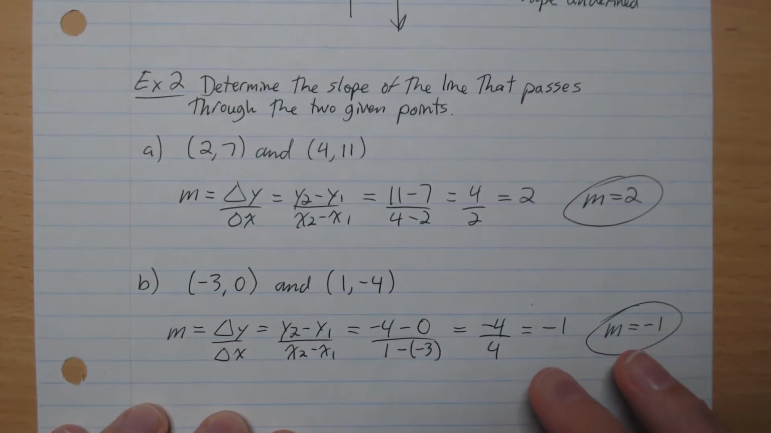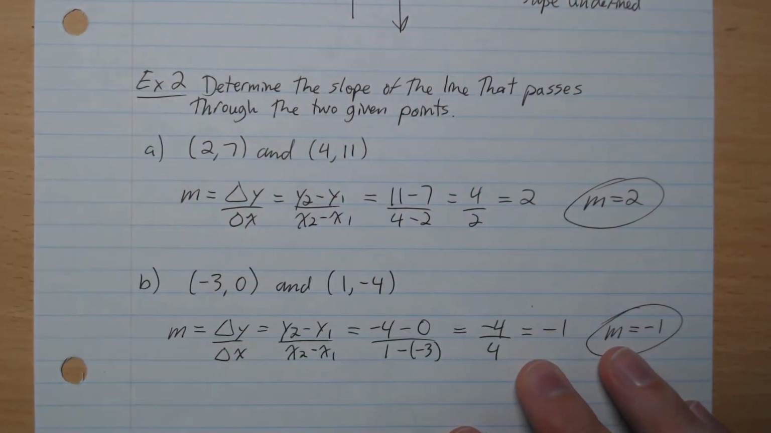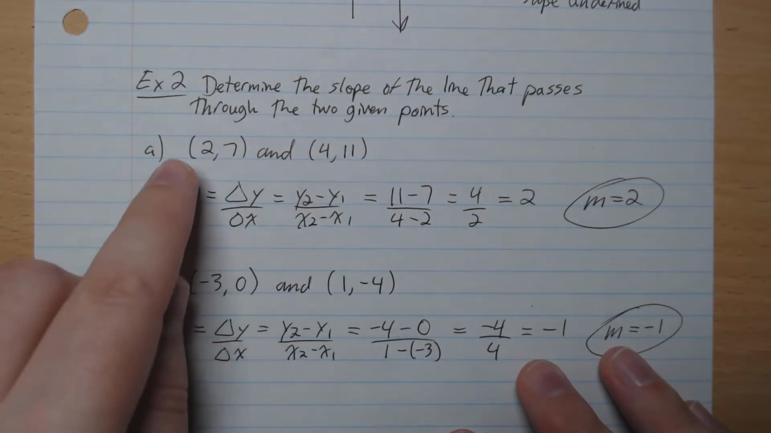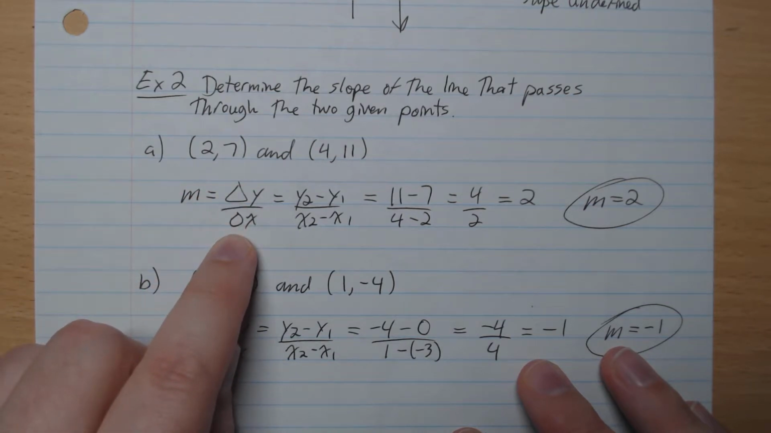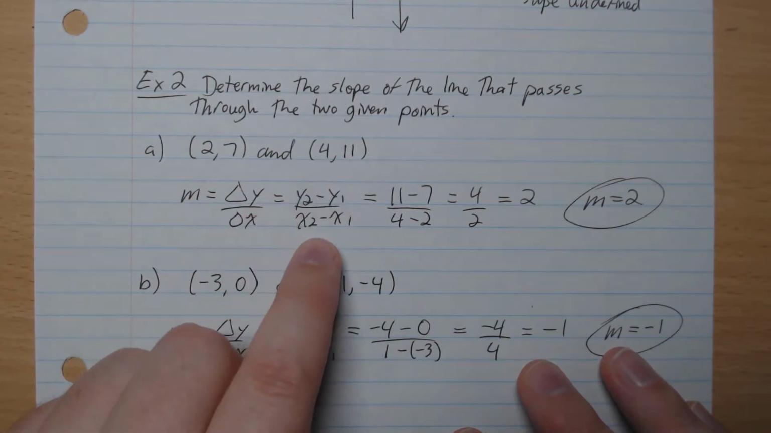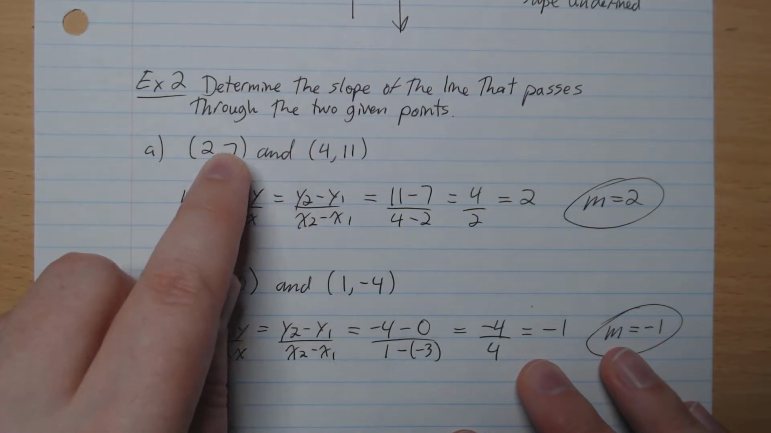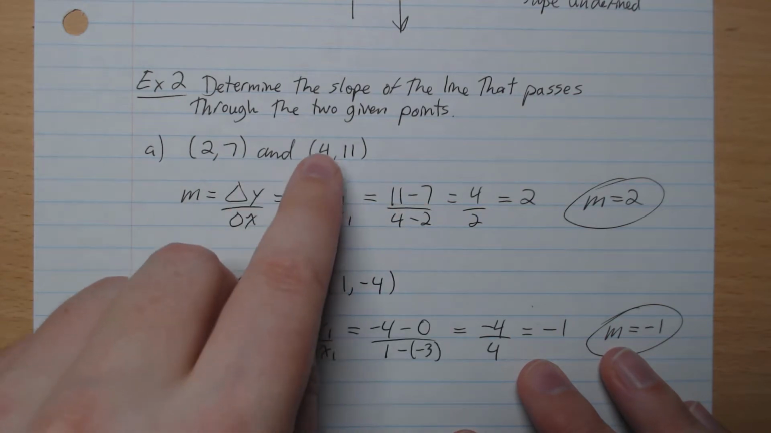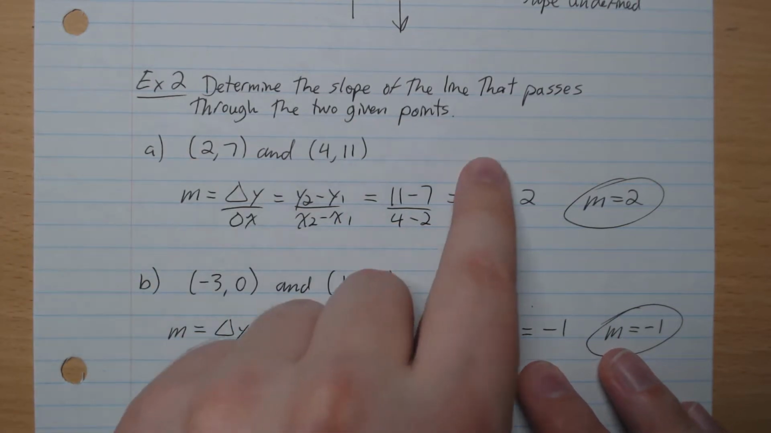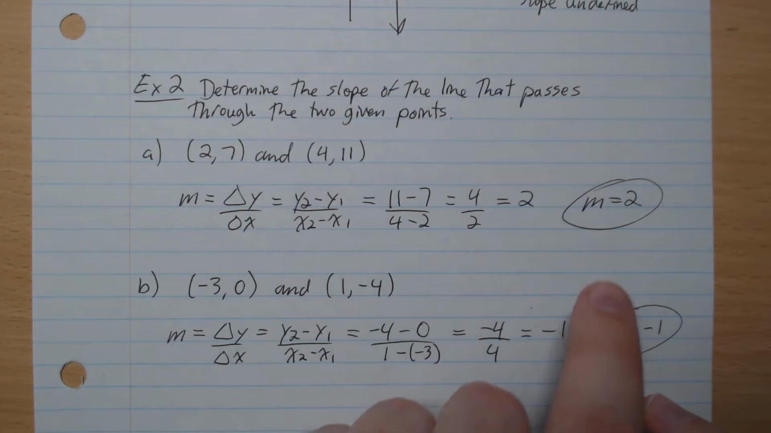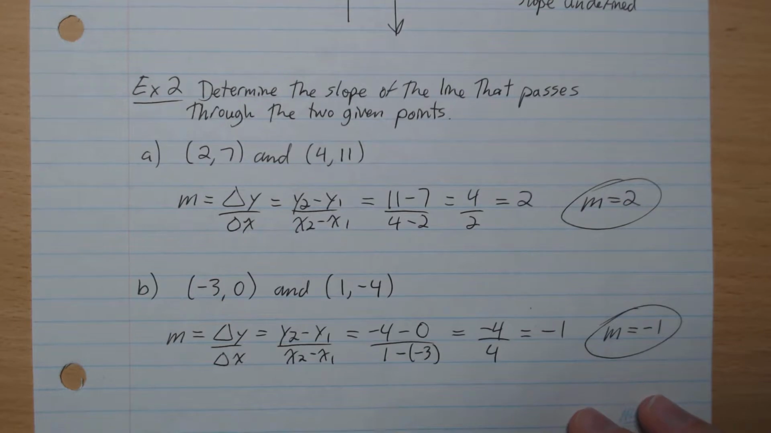Okay, example 2. Determine the slope of the line that passes through the two given points. So I'm going to do some examples here. We have two points right here, (2, 7) and (4, 11). Our slope is delta y over delta x, y2 minus y1 over x2 minus x1. So y2 is 11, y1 is 7, so 11 minus 7. x2 is 4, x1 is 2, so we have 4 minus 2 on the bottom. This gives 4 over 2, which gives 2. So the slope of the line that passes through both of these points is 2.